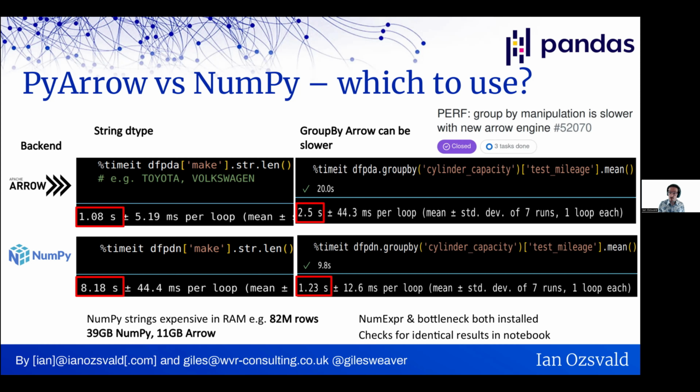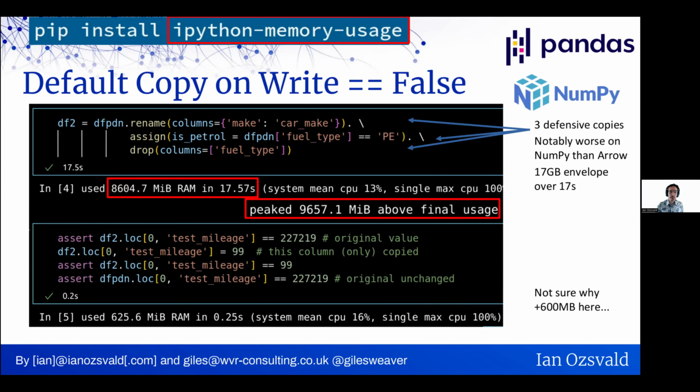Some operations are faster using Arrow, other operations are faster using NumPy. Probably all the Arrow slowdowns will be ameliorated over time and will end up at parity with NumPy, or in some cases, I'm pretty sure, faster. So it is the direction of travel, but just be aware it's not the simplest choice just to switch over to using Arrow right now. You do need to do a bit of benchmarking to check for your use case.